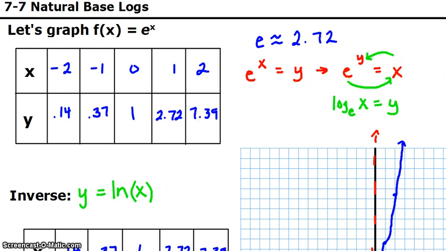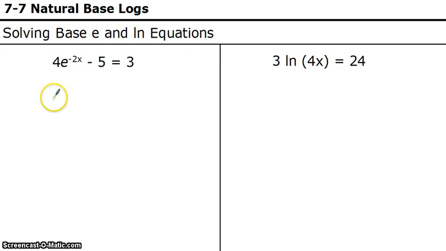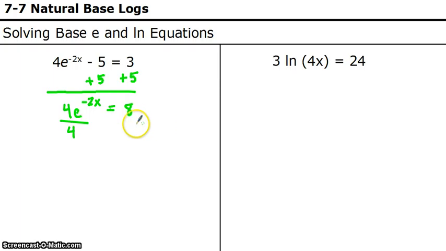All right, all of our properties are the same. So we're going to solve some equations and condense and expand some natural logs here. So let's solve this base e equation over here. This is an exponential equation. So we're going to start by getting the e to the negative 2x by itself. So I'm going to add 5. So 4e to the negative 2x equals 8. And I'm going to divide by 4 because it's being multiplied in front. e to the negative 2x equals 2.